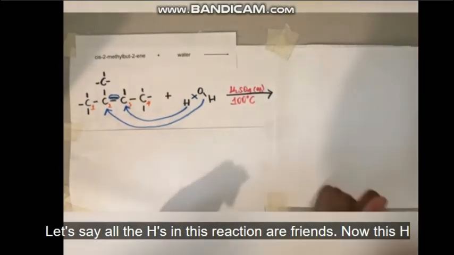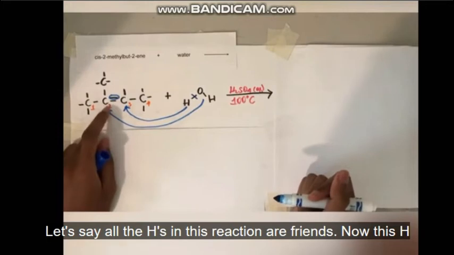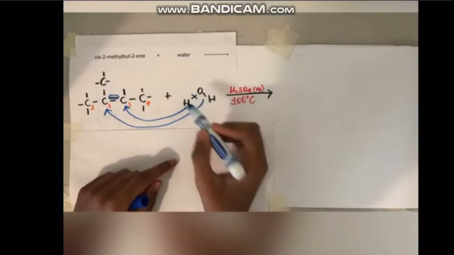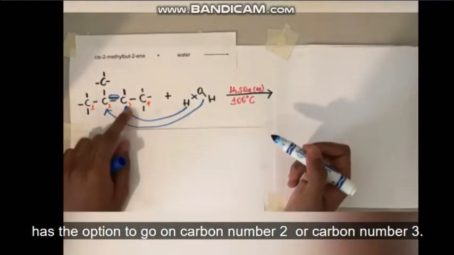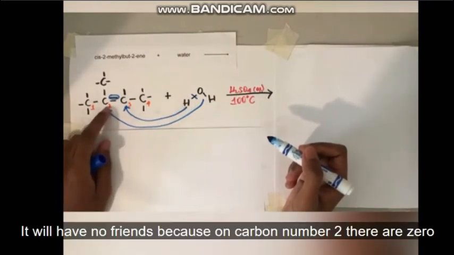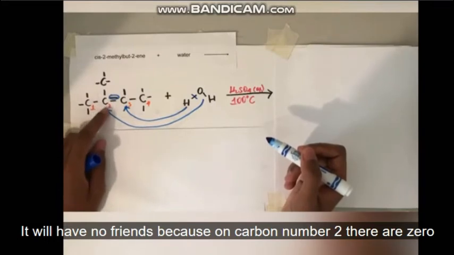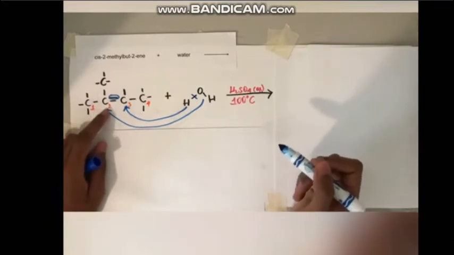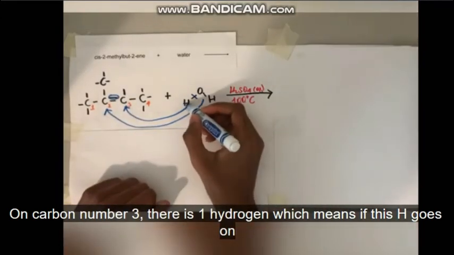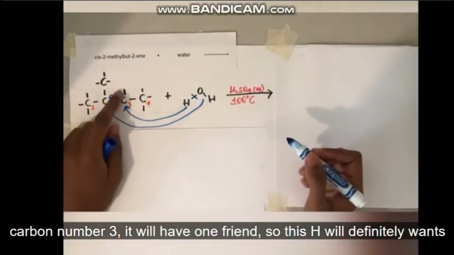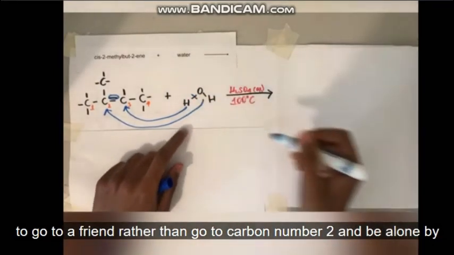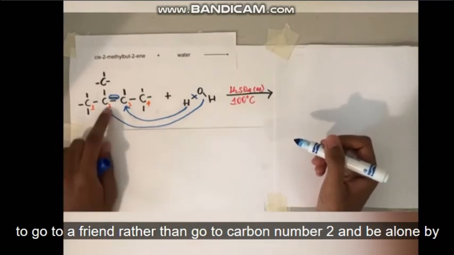Let's say all the H's in this reaction are friends. Now this H has the option to go on carbon number 2 or carbon number 3. If this H goes on carbon number 2, it will have no friends because on carbon number 2 there are 0 hydrogens. On carbon number 3 there is 1 hydrogen, which means if this H goes on carbon number 3, it will have 1 friend. So this H will definitely want to go to a friend rather than go to carbon number 2 and be alone by itself.